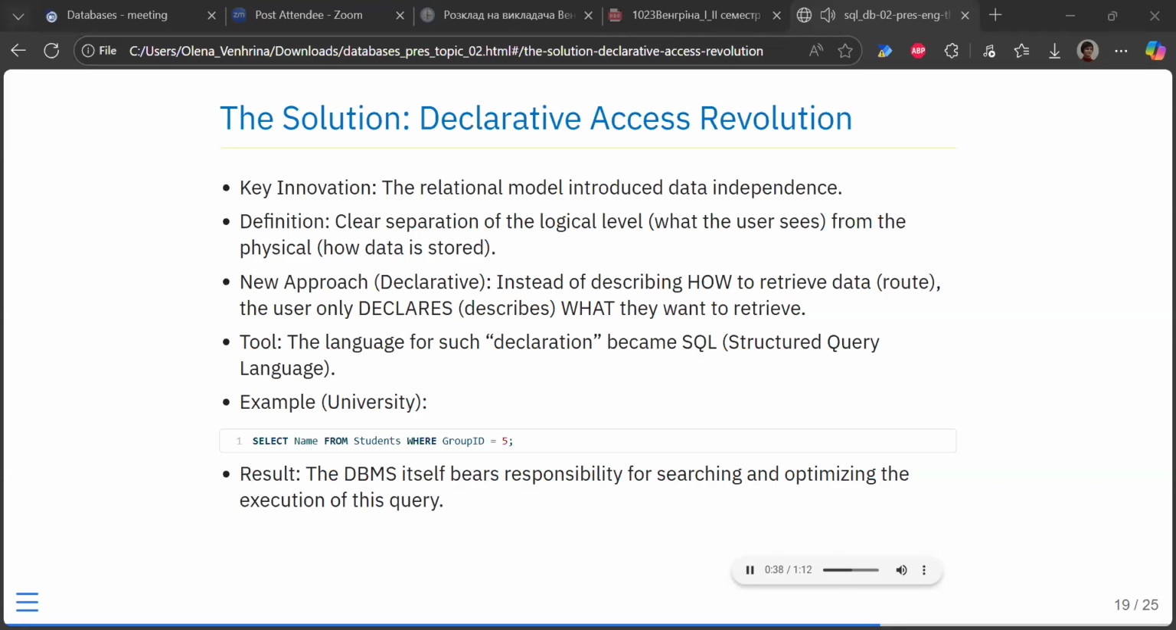And the language for this declaration became SQL, the structured query language, the study of which is a significant part of our course. For example, instead of the complex navigation procedure we discussed, the user now simply writes, select names from students where group ID equals 5. This is a declaration of the desired result. And the database management system itself bears full responsibility for how to find these students, which indexes to use for this, and how to most effectively optimize this query. The program logic remains clean and independent of the physical data structure.